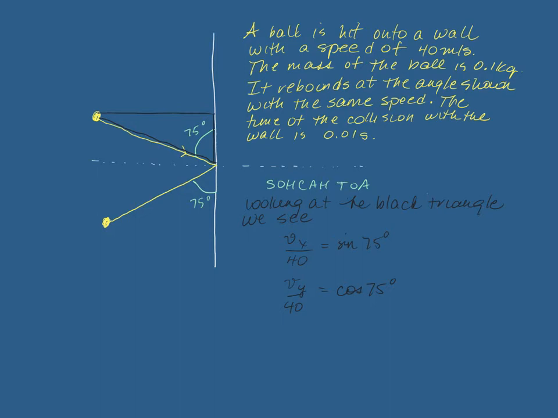So if we look at the black triangle, hopefully you came up with Vx over 40 is sine 75 and Vy over 40 is cosine of 45. If you have the sines and cosines backwards, you may want to go back and review SOHCAHTOA so that you can see that the sine is the opposite over the hypotenuse, and the opposite in this case is the x component. So we can put some numbers in there, and we're going to go to the next slide and see what we've got.